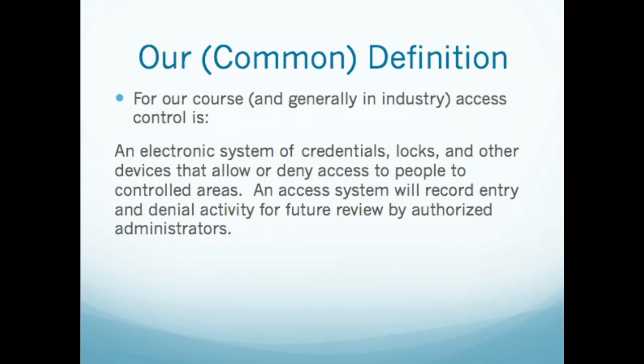The more common definition, and the one that we'll use, is that an access control system is an electronic system of credentials, locks, and other devices that allow or deny access to people to controlled areas. An access system will record entry and denial activity for future review by authorized administrators. So it's basically something electronic that opens and closes doors, and keeps a history of that so you can go back later and see who went and who came and left.